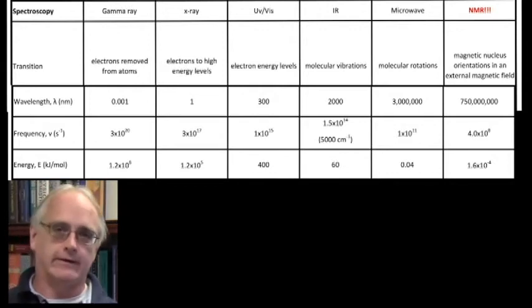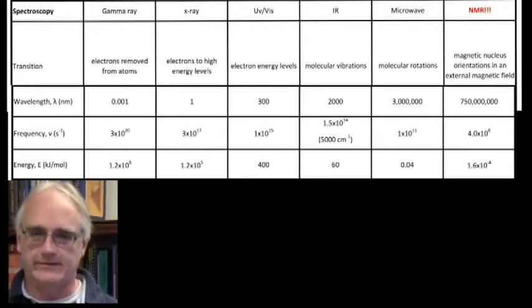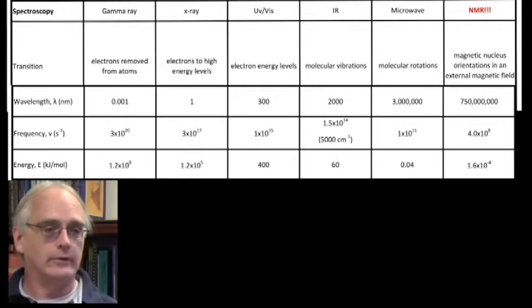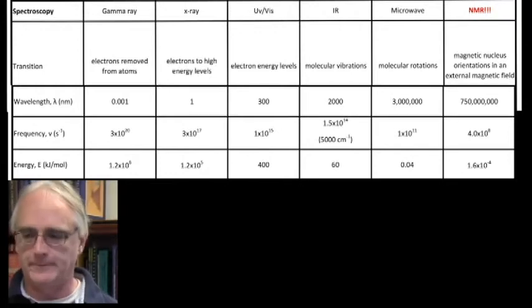And you can see here again comparing gamma to NMR as the two extremes on here, that gamma rays or gamma spectroscopy uses by far the shortest wavelength, highest energy, highest frequency light, and NMR over there is the lowest energy, longest wavelength, and lowest frequency light typically used in spectroscopy.